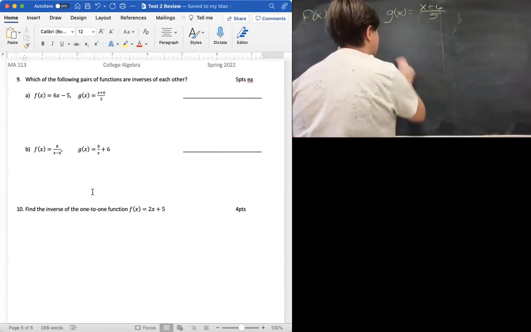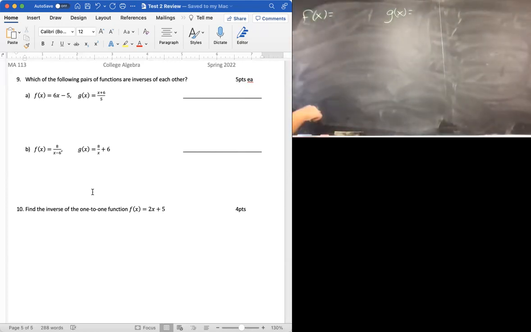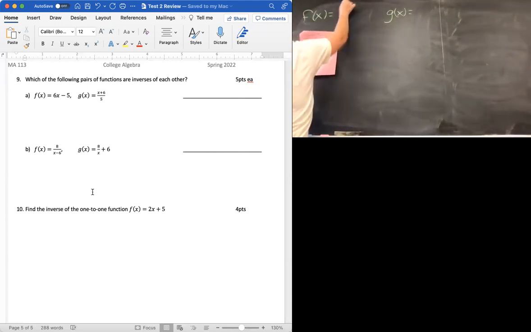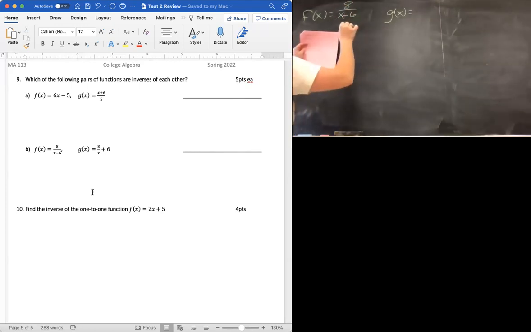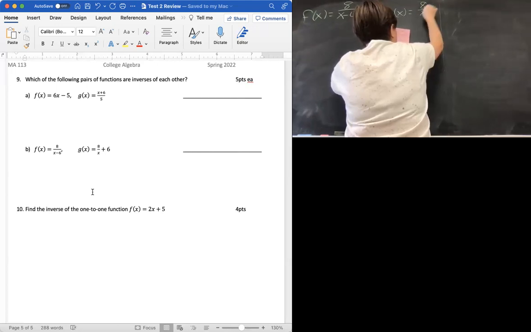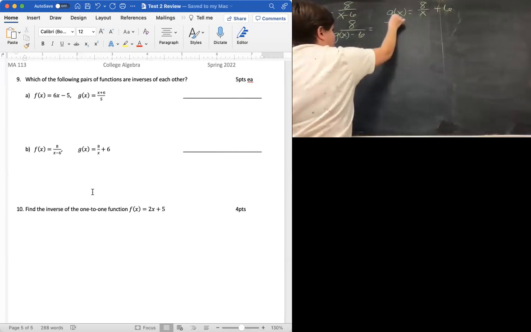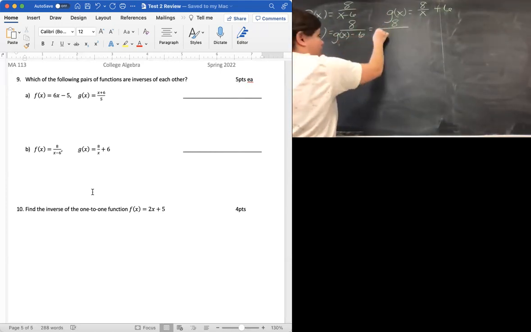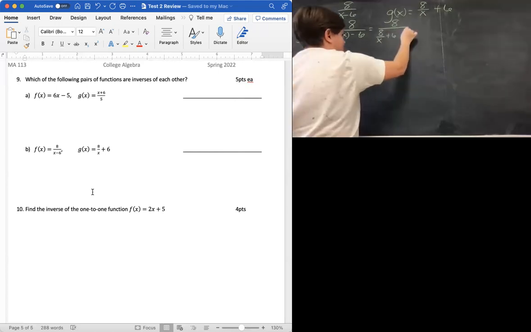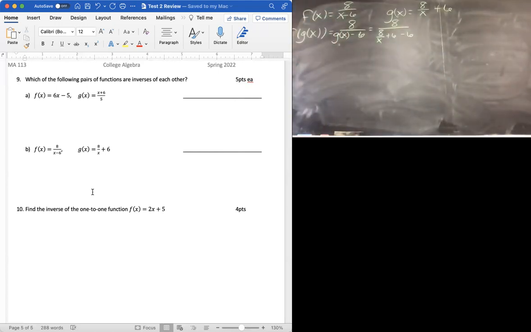So let's look at B. B says f of x is 8 over x minus 6, and g is 8 over x plus 6. And we need to find f of g of x. That means I write my f of x, but anywhere that there's an x, I write in g of x. Okay, well that's 8 over, and then instead of writing g of x, I have 8 over x plus 6 minus 6. Don't let the fraction and the fraction terrify you.